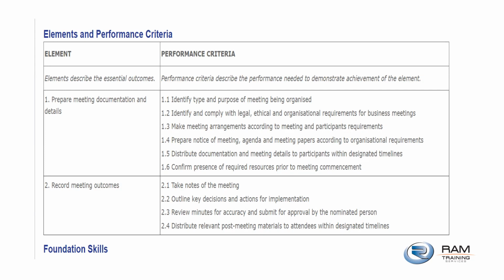Then, as part of the case study, they may need to brainstorm what documentation would be required for the meeting. And then they may need to create a meeting plan and make a list of all the documents that need to be distributed and when they will be distributed. 1.6 says confirm presence of required resources prior to meeting commencement. So part of the meeting plan is what furniture will be required for the meeting. Will it need Wi-Fi? Students could also create a checklist for the meeting. That's another great idea, right?